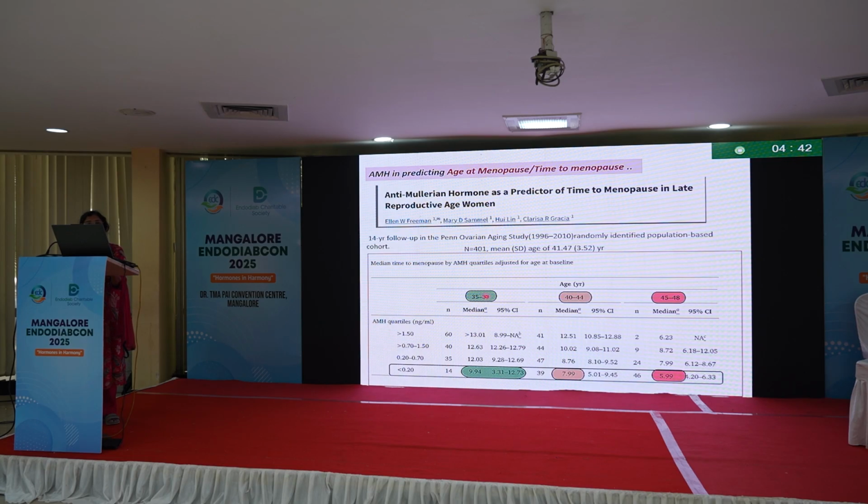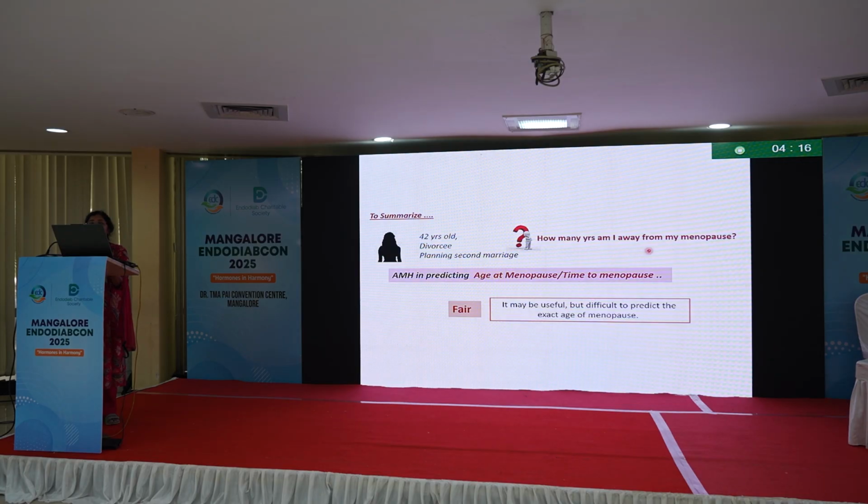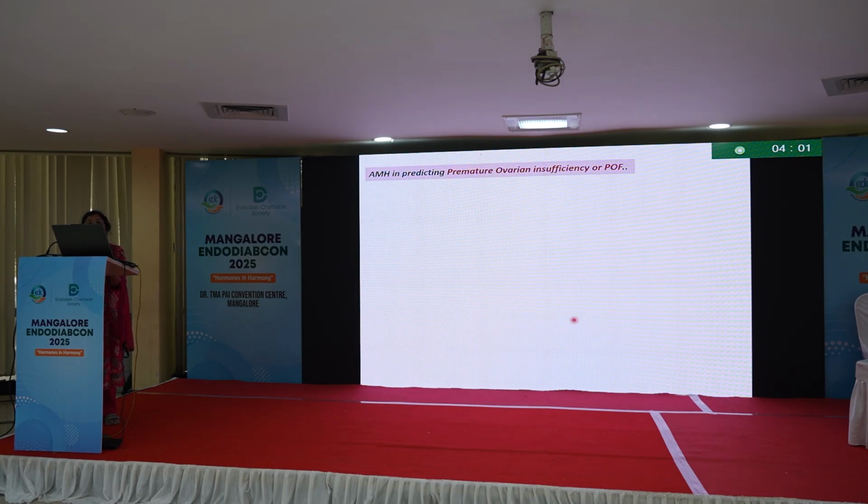So we can see here at 35 to 39, if the lowest quartile is less than 0.2, the range is very wide. 3 to 12 years is the time to menopause, but nevertheless these are 95% confidence intervals. At the most, I can tell her that 95% of the time you will not have menopause for 3 to 12 years. Whether you fall in the 95% or in the 5% outliers, we don't know. So if we ask how far a patient is from her menopause, we can say the performance of AMH is fair. It can be useful, but we can't give the exact age of menopause for a patient depending on her AMH levels.